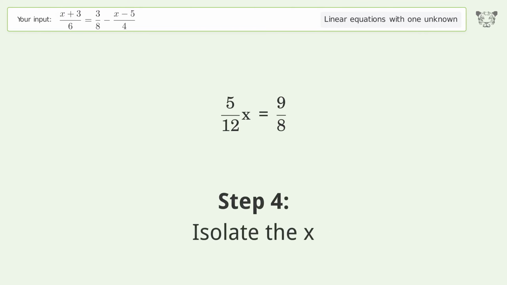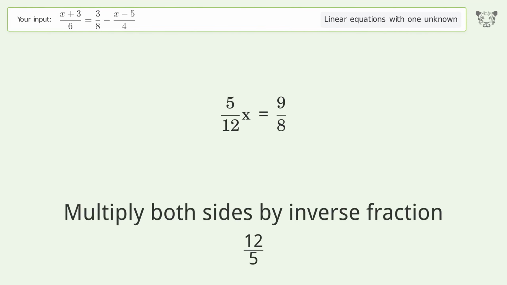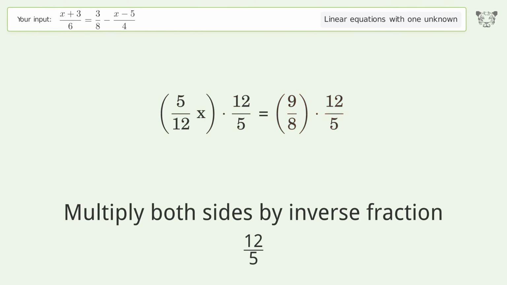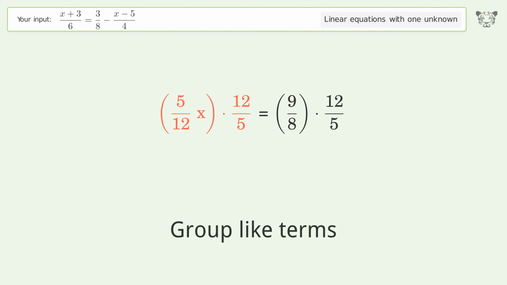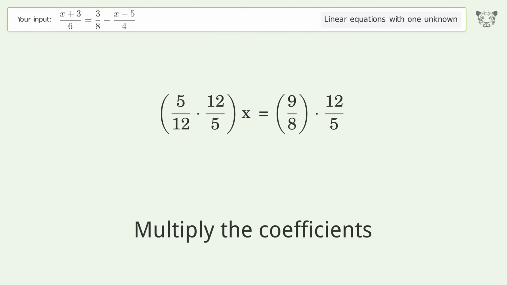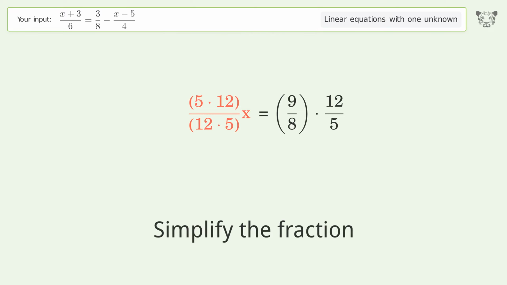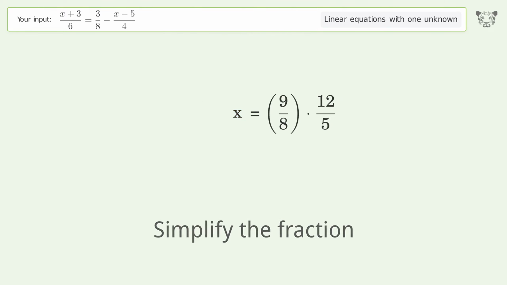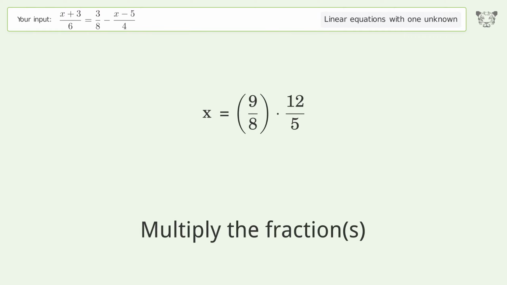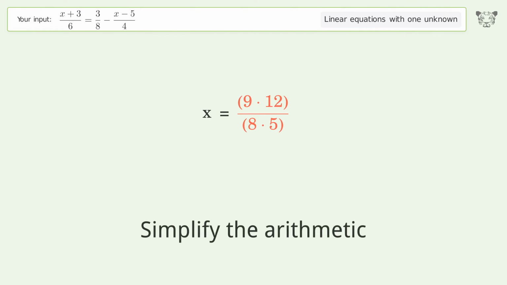Isolate the x. Multiply both sides by the inverse fraction 12/5. Group like terms. Multiply the coefficients. Simplify the fraction. Multiply the fractions. Simplify the arithmetic.